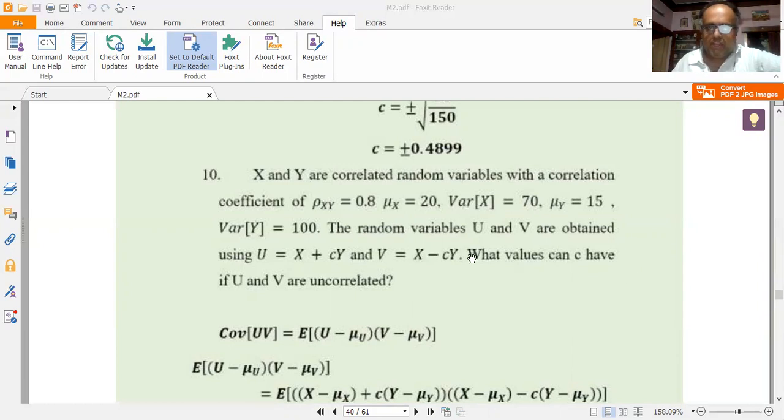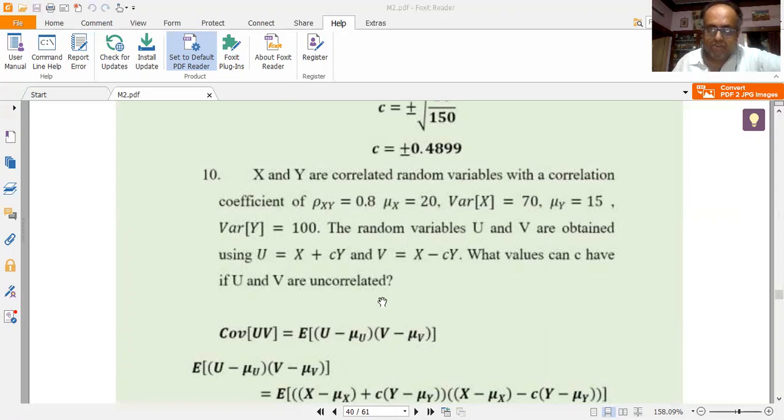So X is a random variable having mean equal to 20, variance equal to 70. Y is a random variable having mean equal to 15 and variance equal to 100. The correlation coefficient between X and Y is given as 0.8, and U and V are other random variables generated using the formula U is equal to X plus cY, V is equal to X minus cY. So what values can c have if U and V are uncorrelated?